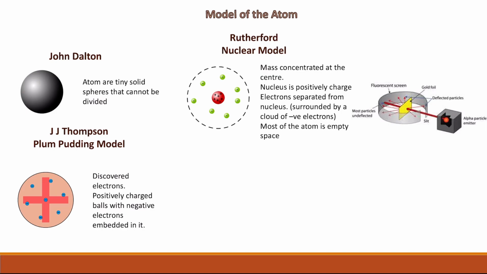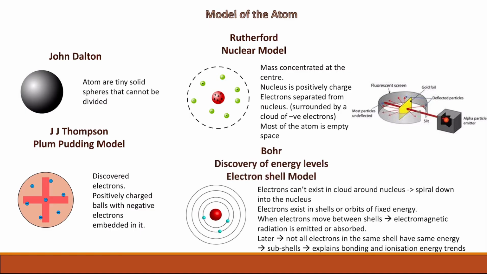However, what he noticed is that most of the alpha particles went straight through the gold foil, and only very few of the alpha particles were deflected. So he described the nuclear model. In the nuclear model, he said that the mass of the atom is concentrated at the center and the nucleus is positively charged and the electrons are separated from the nucleus. The nucleus is surrounded by a cloud of negative electrons, and most of the atom is actually empty space. So the plum pudding model was not correct.